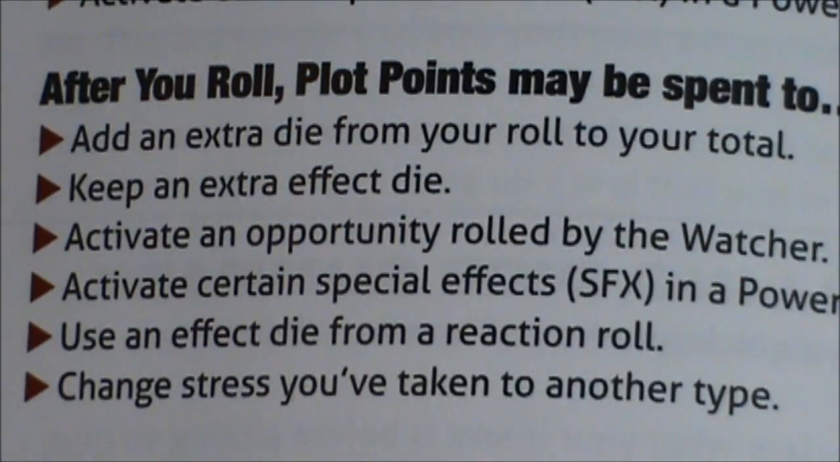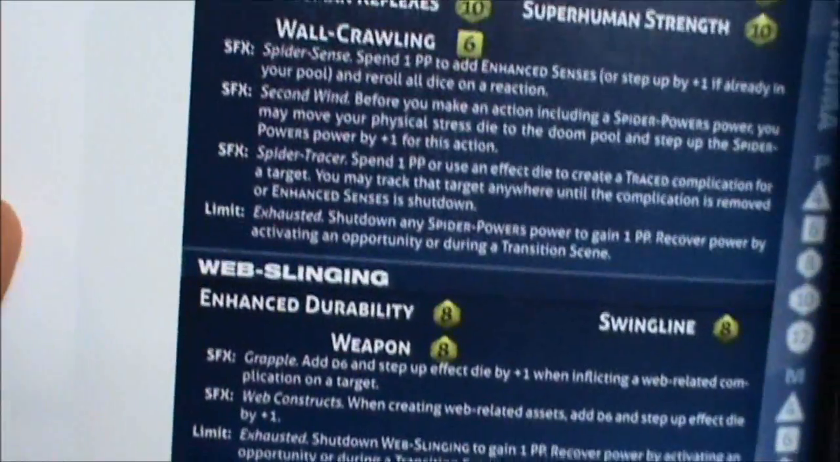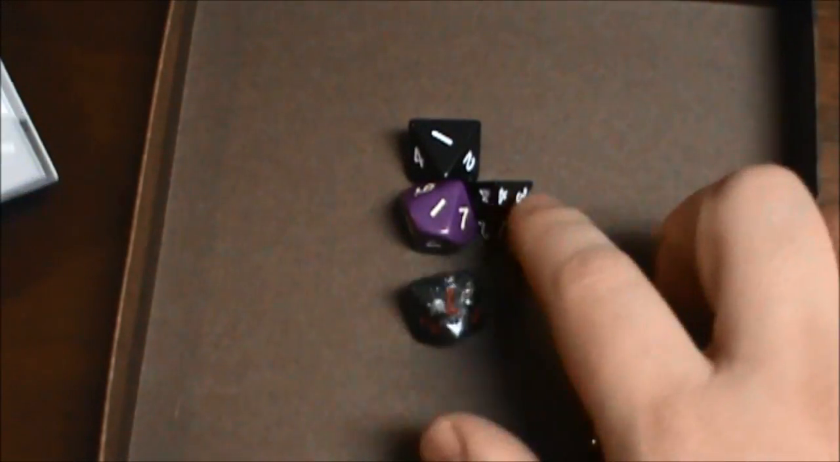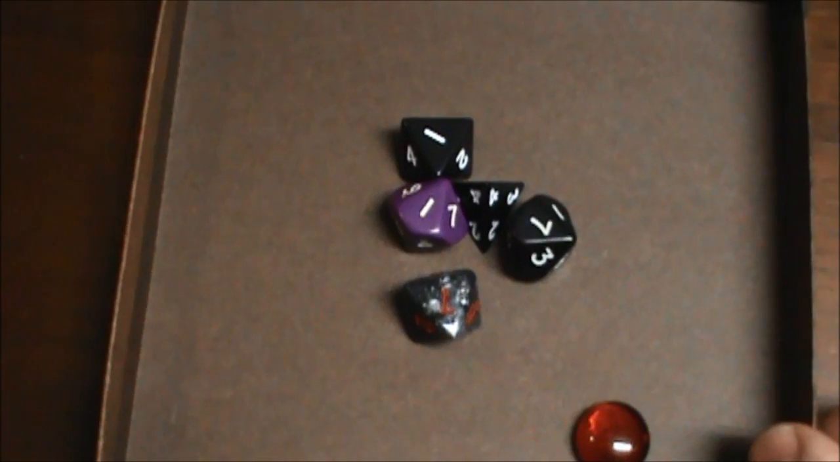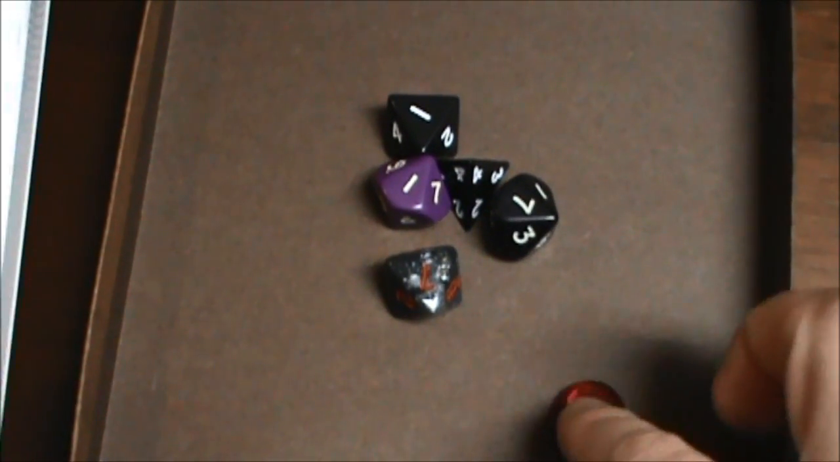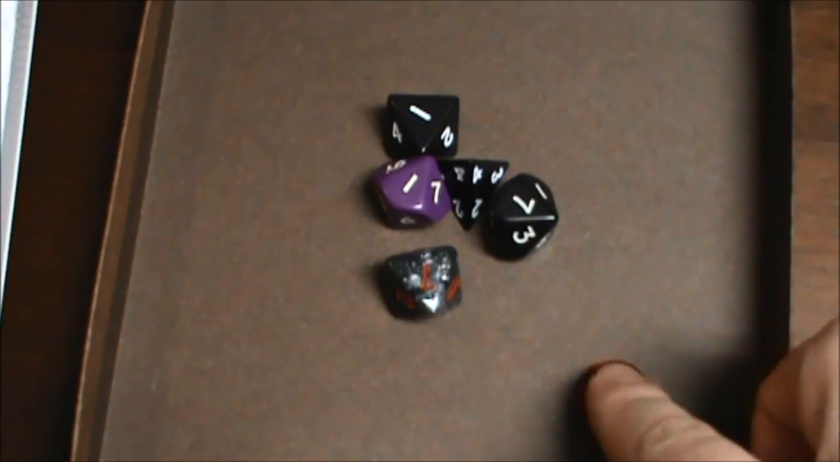Well, right here on the operations manual, page 10, after you roll, plot points may be spent to, and we'll take the top one, add an extra die from your roll to your total. Well, let's say you're playing Spider-Man and you've run down your data file and you're going to be rolling about 5 dice to accomplish your action in the story. And you do have a plot point. I'm using a little counter here to represent that.